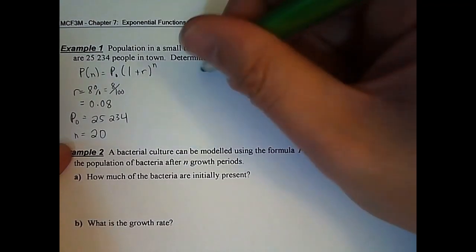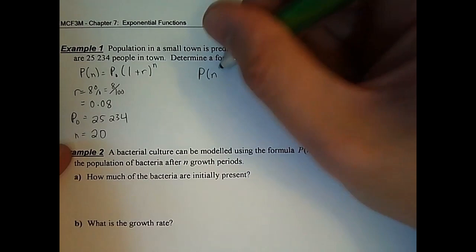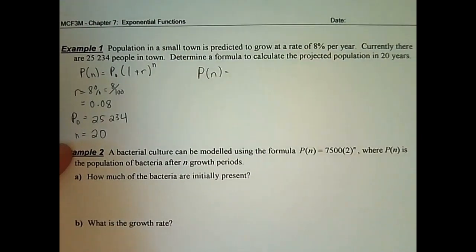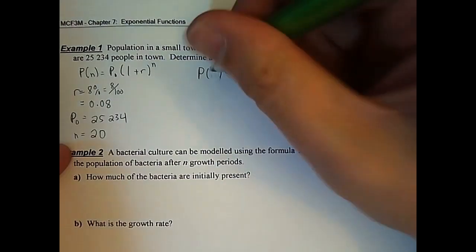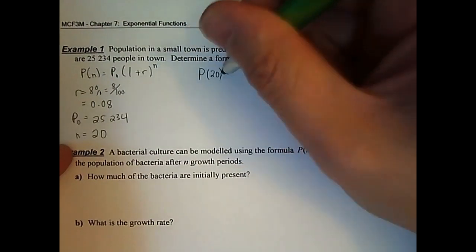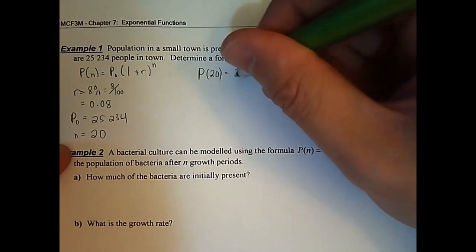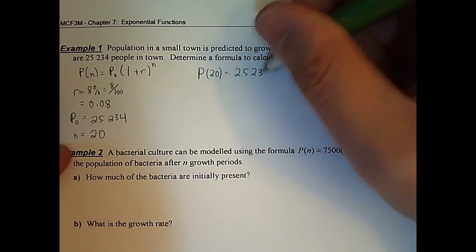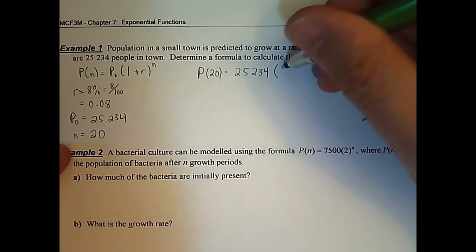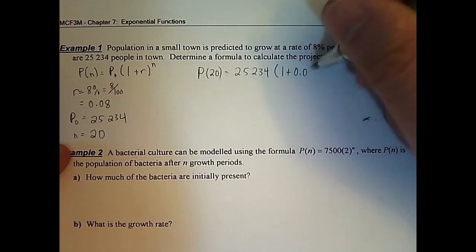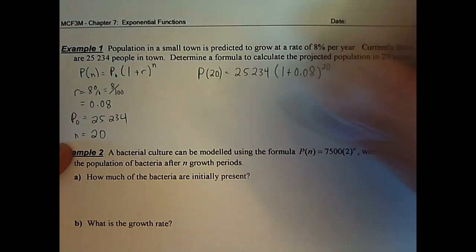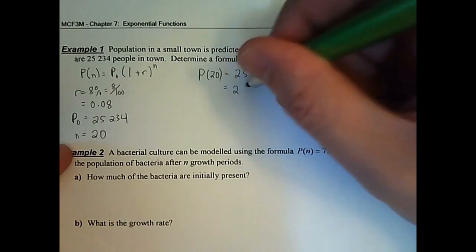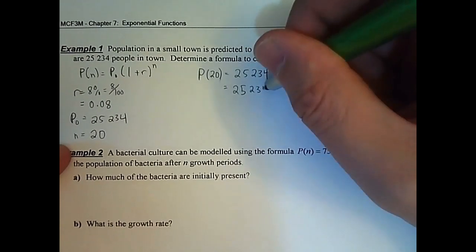So my formula would be the population after 20 years is 25,234 times 1 plus 0.08 to the power of 20. Then we can simplify this a bit. We can actually solve for it if we want to.